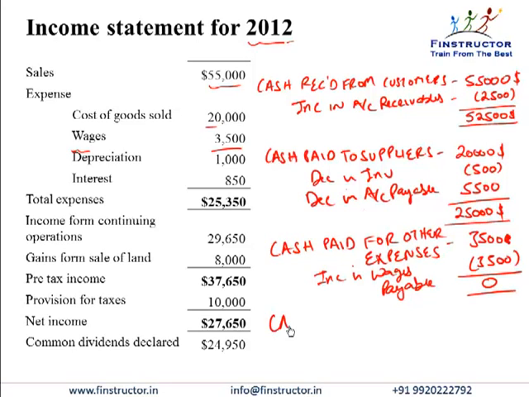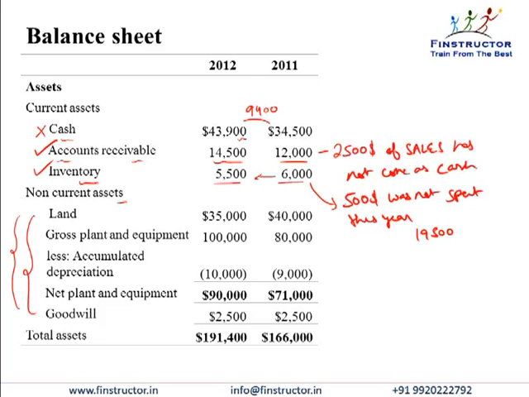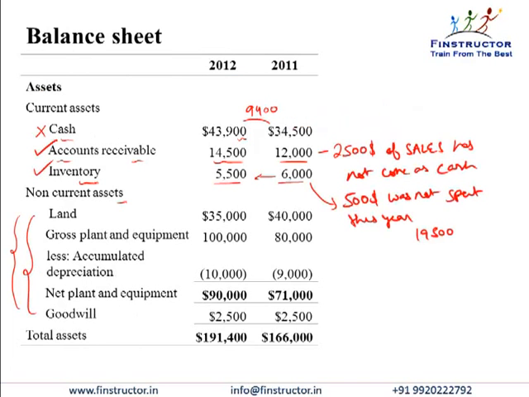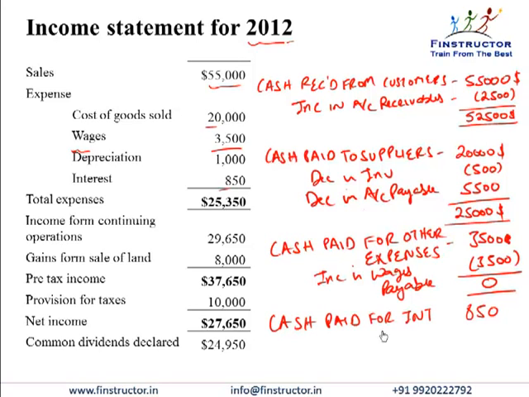Next is the cash paid for interest. The interest expense is given to be $850, so we will assume that we paid $850 in interest. The asset side has already been considered. On the liability side, we've already checked wages payable. We see that the interest payable has remained flat. That means whatever was due this year has been paid, no more, no less. So we'll check interest payable and we'll keep the cash paid for interest as $850.